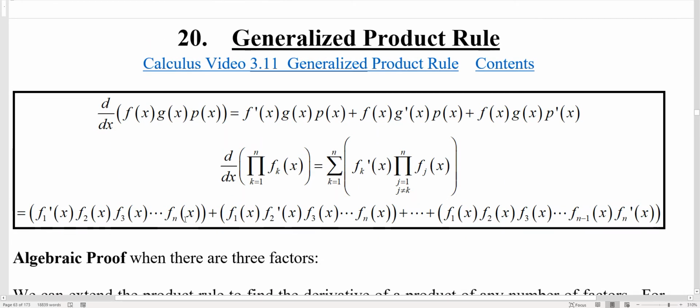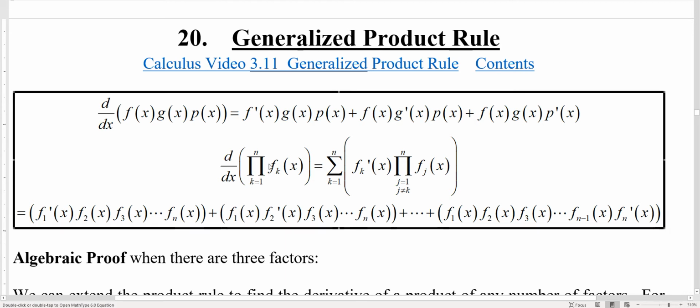And this generalizes here. If I've got n factors, it's the derivative of the first one times all the rest, plus the derivative of the second times all the rest, plus the derivative of the third times all the rest, until you get to the last one here. This is some notation for that. This is product notation, kind of like summation notation.